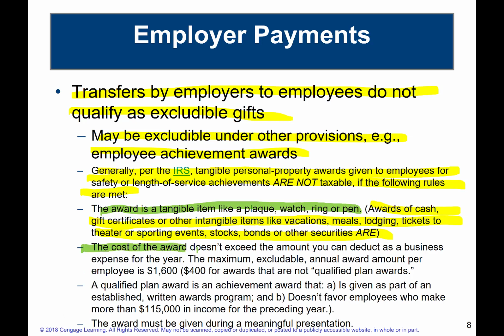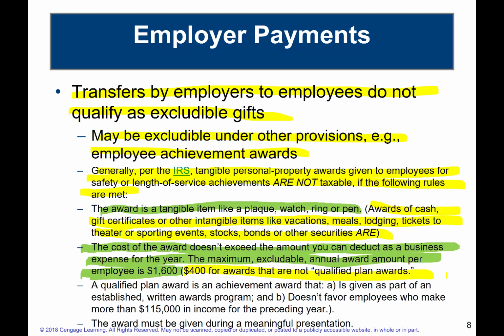Okay, the cost of awards does not exceed the amount you can deduct as a business expense. So if it's an annual award program and it's a qualified program, it's $1,600 per year. If it is not for an award program, then it's going to be $400. So they'd have to have a certain type of program that allows them to give you $1,600 of awards. If it's not, then $400 is going to be okay. And again, the items that we're talking about are tangible things.